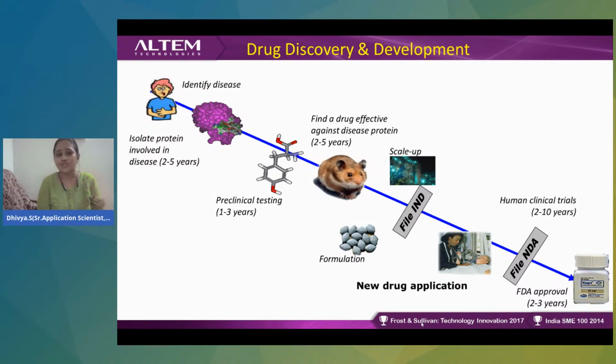And then you have to isolate a protein. Which protein is majorly involved in causing the disease? That we need to identify. In general, it will take nearly 2 to 5 years. So how do we cut these years and accelerate our drug discovery process? There is a solution. Just wait and see as I keep walking through the slides.